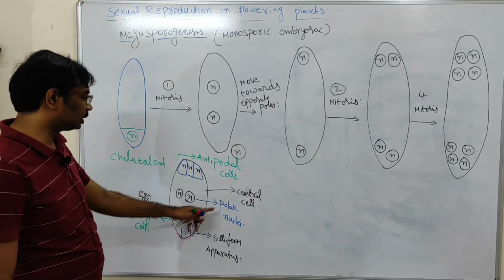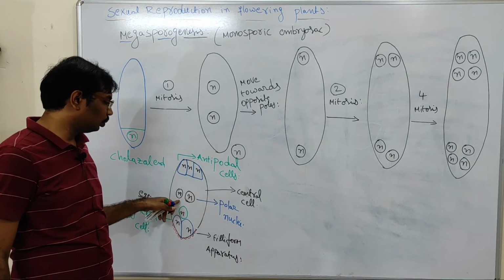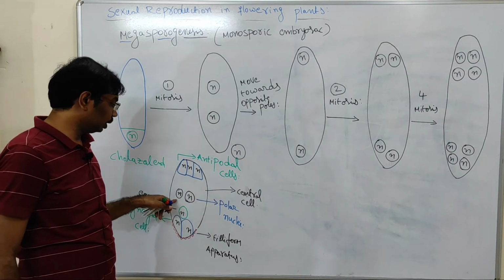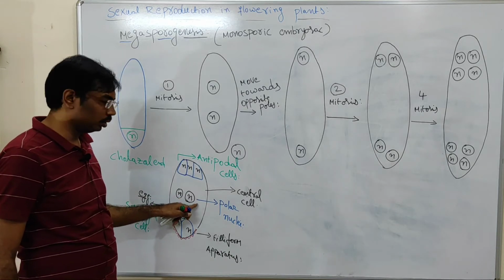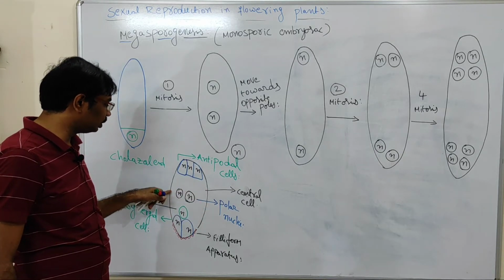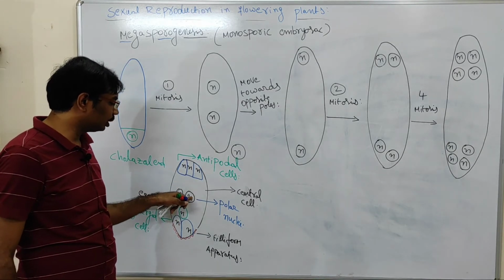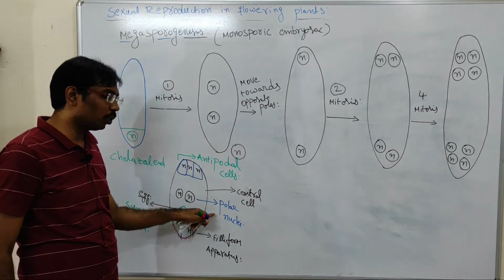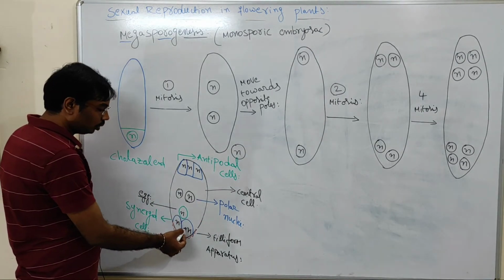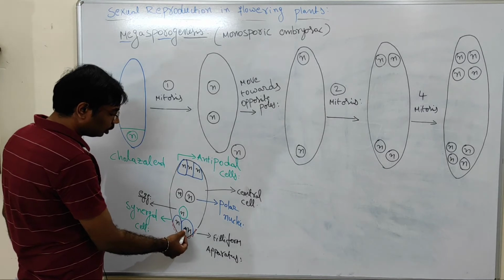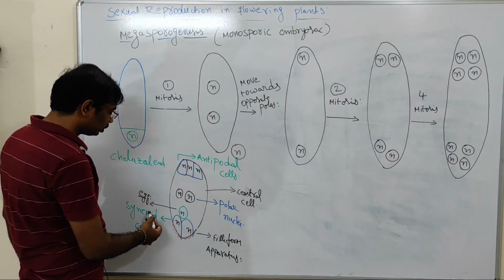Then the central cell. This is the largest cell in the embryo sac. It contains two separate nuclei, which are called polar nuclei. So this complete area is called the central cell. The central cell contains two nuclei, and these two nuclei are called polar nuclei. Downside, three nuclei are present. These two blue color cells are called synergid cells.